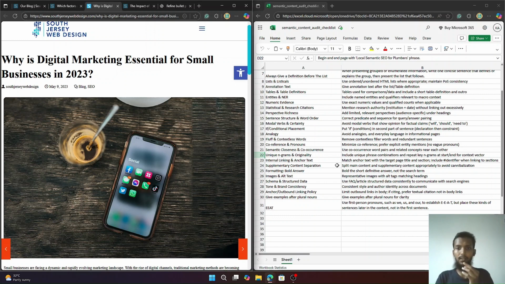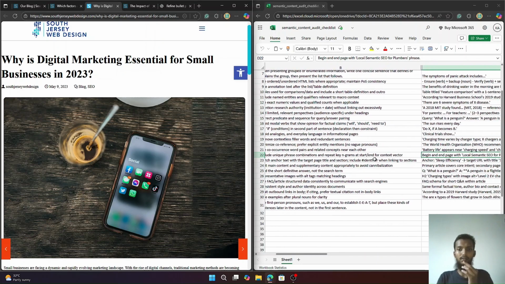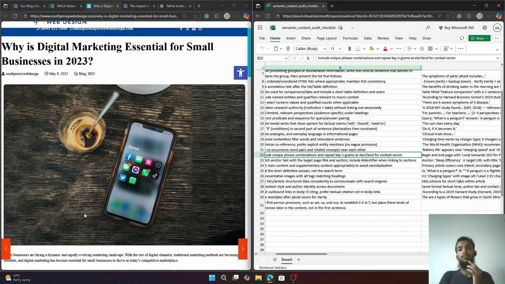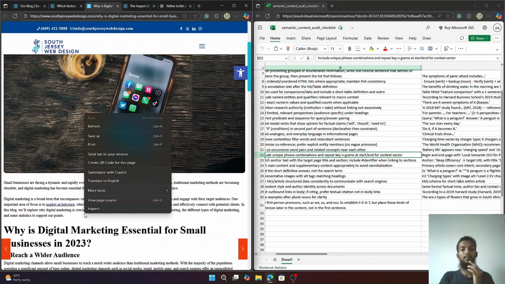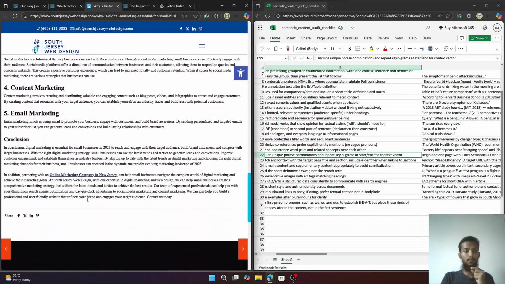Like unique n-grams, include unique phrase combinations and repeat key n-grams at the start and in the end. So if you are using n-grams that you collected from competitors and from the SERP, use them in your first introduction, and use the same n-grams in the last conclusion.